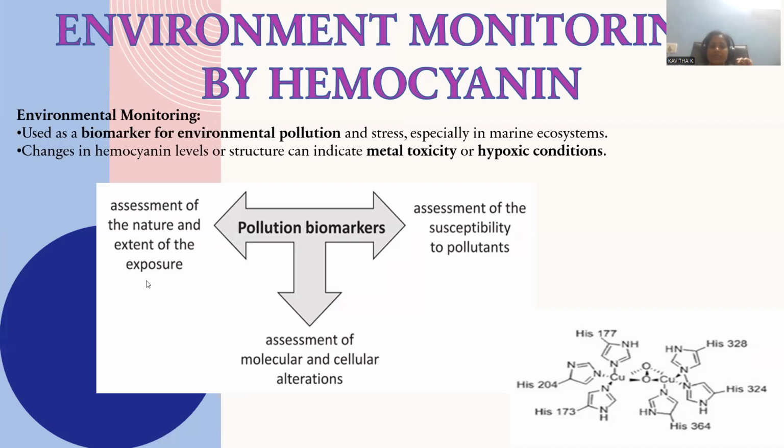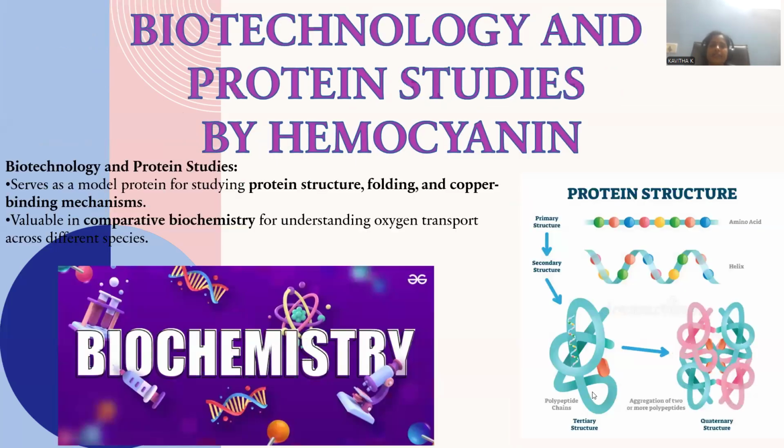Assessment of the nature and the extent of the exposure, to what extent the environment got changed, to what extent it got damaged, that kind of information is gathered by this hemocyanin. It is the biological indicator, a biomarker, we can say. Assessment of the molecular and cellular alteration, to what extent cell metabolism got modified, is also assessed by means of this hemocyanin. Assessment of susceptibility to the pollutants, how susceptible they are to induce diseases and what impact is generated by them, is also assessed by means of this hemocyanin. This is the way it is the pollution biomarker agent, right? So this is hemocyanin, right?